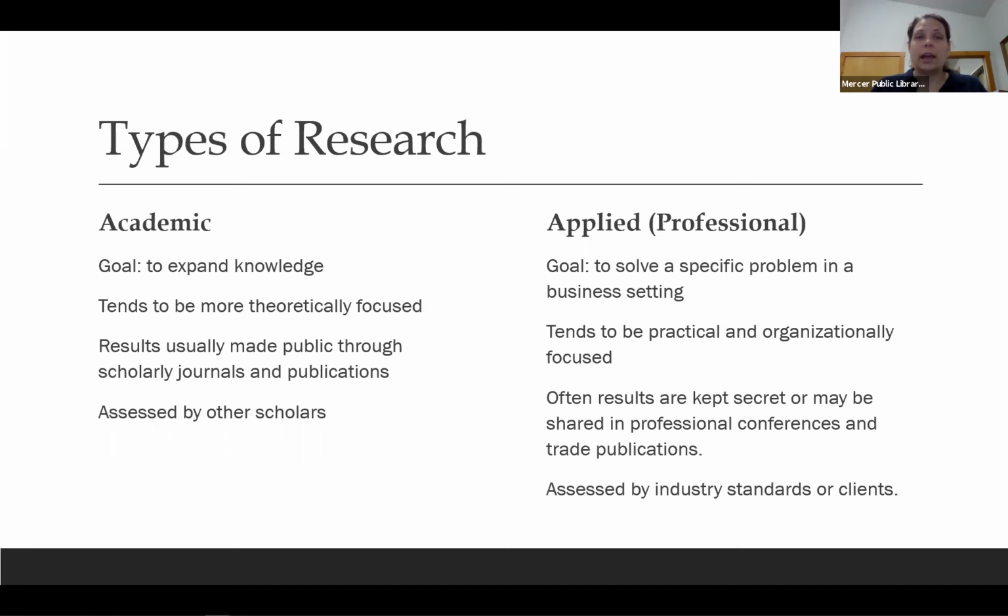Academic research, on the other hand, the goal for most academics is to publish and to make their findings public in scholarly journals and publications so that it can be assessed by other scholars. So again, fuzzy line, right? So if you have a federally funded research project that's examining a new medication, for example, is that applied? Is it academic? It's a blurry line.